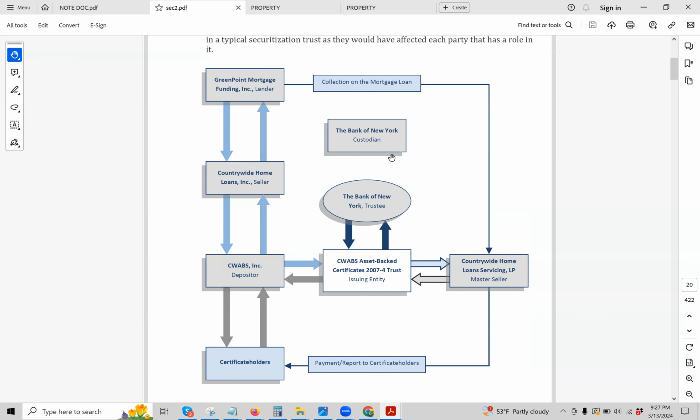So as you can see here again, you have a lender and you have a seller, and then these loans are being flowed into the securitization trust, which is in the middle. And then the payments to the investors, who are the certificate holders here, are coming back. And you see the master seller here. So that's one of the things to keep in mind, and that gives you the visual of the securitization process.